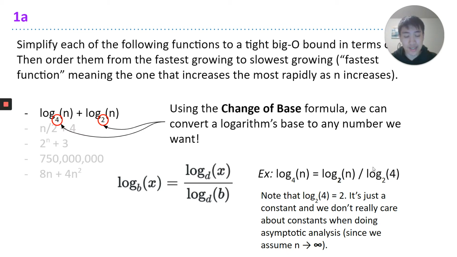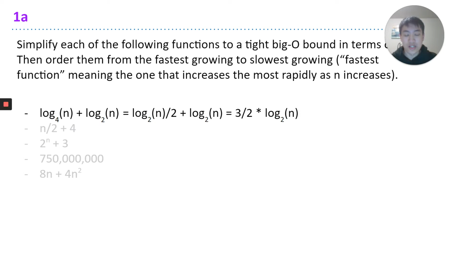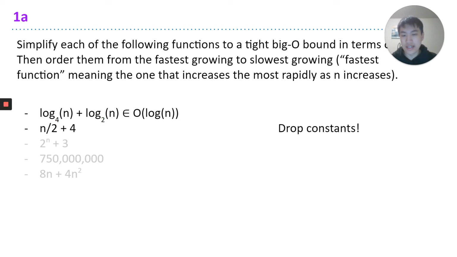And remember, when we're doing these kinds of analysis, we're ignoring all constants. So we can ignore it completely: log base 4 of n is approximately log base 2 of n. It turns out that we can convert a log of any base into a log of any other base, so log of anything is just going to be in the complexity class of log. That's why we omit the base altogether. Ultimately, by doing change of base mathematics, we get 3.5 times log n, and when we convert to the big O bound, dropping the constants, we get O of log of n.